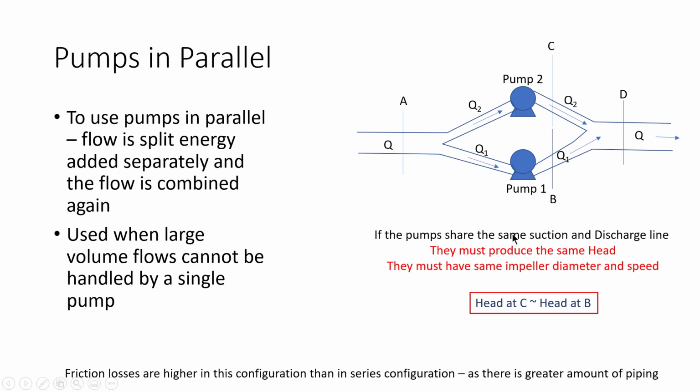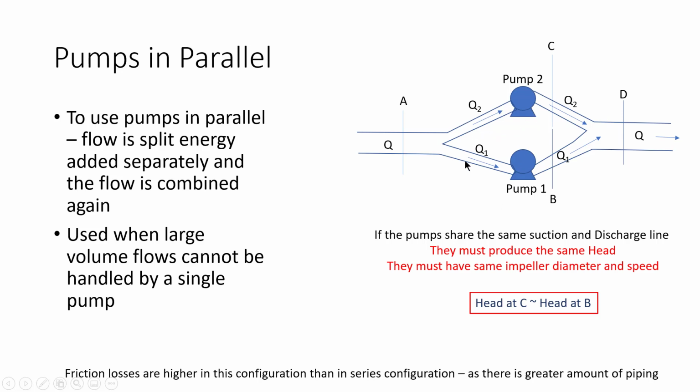So if the pumps share the same suction line and the same discharge line, as I show here, then they must have the same impeller diameter and speed, because the head at C should be equal to the head at B. So the pumps are adding energy, but they're adding the same amount of energy. If I were to draw the energy grade line up on the top, it will increase, but it'll increase the same across the two pumps.